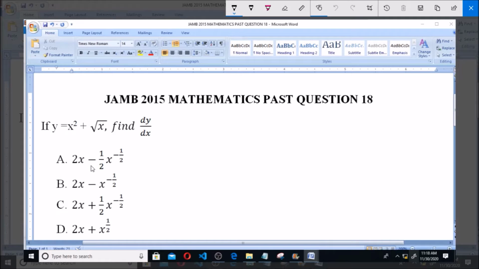A, we have 2x minus 1 over 2 x raised to power minus 1 over 2. B, 2x minus x raised to power minus 1 over 2. C, 2x plus 1 over 2x raised to power minus 1 over 2. And D, 2x plus x raised to power 1 over 2.